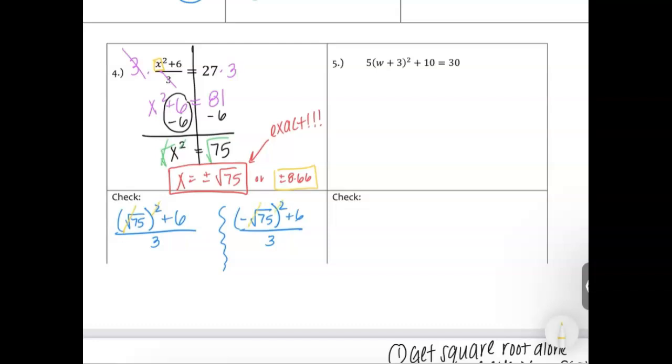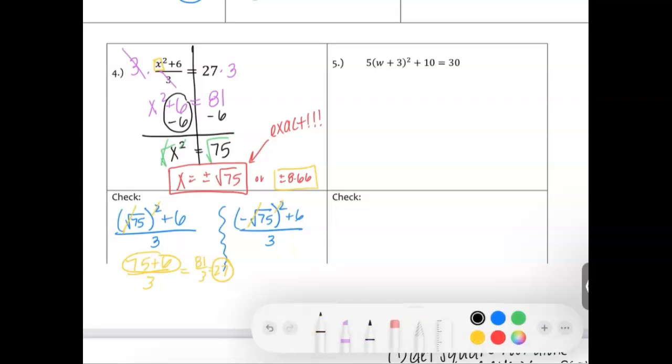So we're left with 75 plus 6 over 3, and remember with fractions we only can have one number on top. And so we get 81 over 3, which equals 27. The same thing would happen on the right side. So square root of 75 is preferred, but if you put 8.66, that's fine.